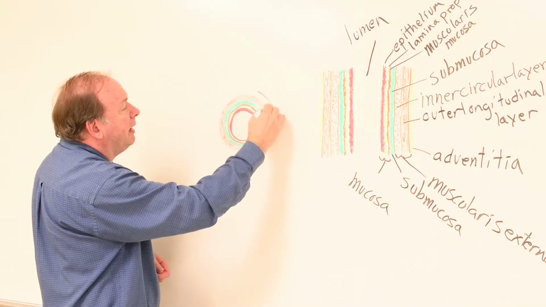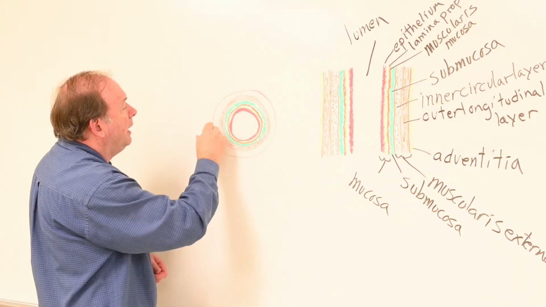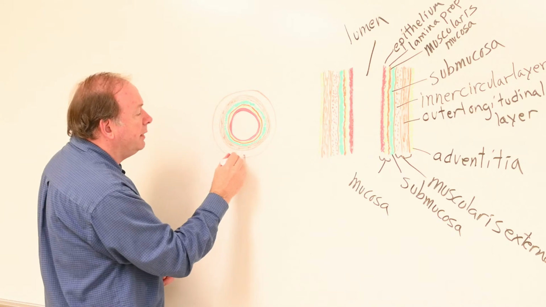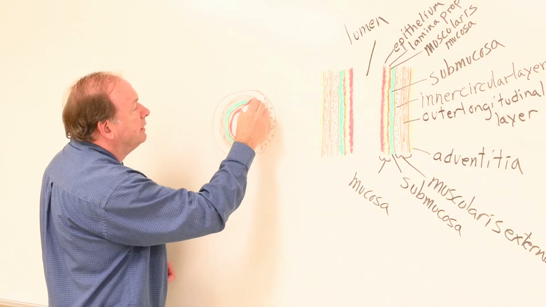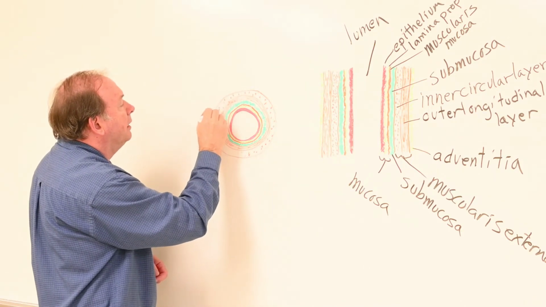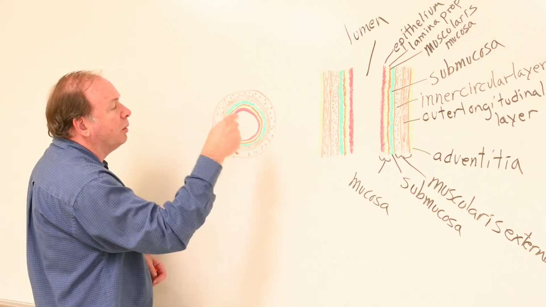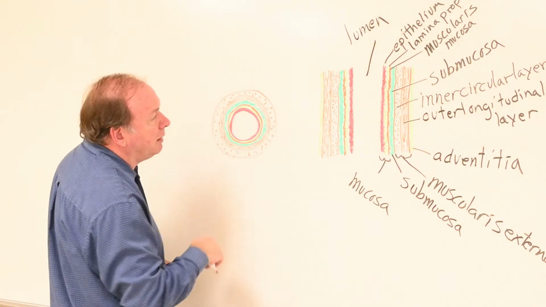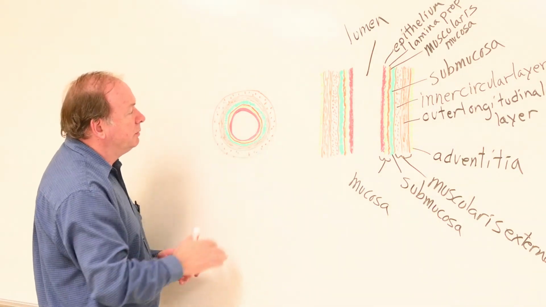And then outside of that, we have the second layer of the muscularis externa. And here, this is longitudinal. These are running up and down the length of the esophagus. I'll put little dots in here to represent the longitudinal portion. So we're seeing it in cross section now. So we're cutting across those muscle fibers or muscle cells as we go through there.